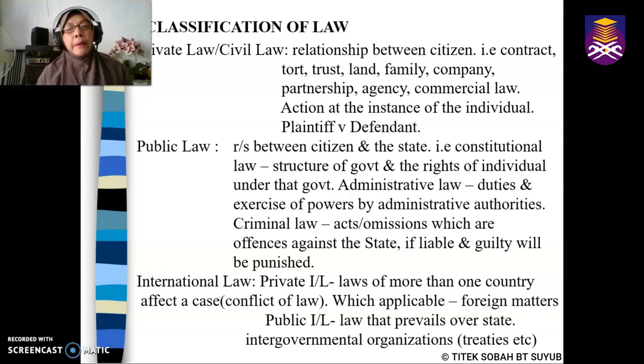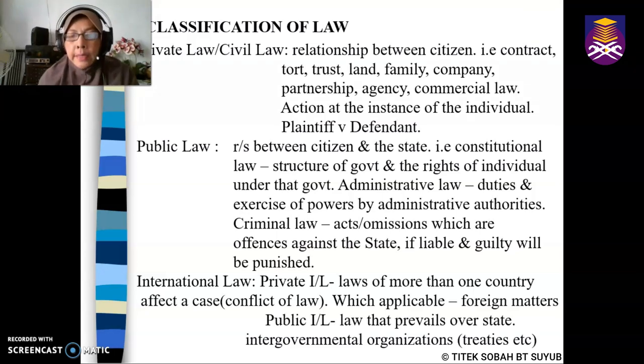So what actually is a public law? A public law is a law which concerns the relationship between a citizen of the state and the state and the country. So the state is the one who is responsible to take care of the welfare of a citizen. So the most popular public law is criminal law.